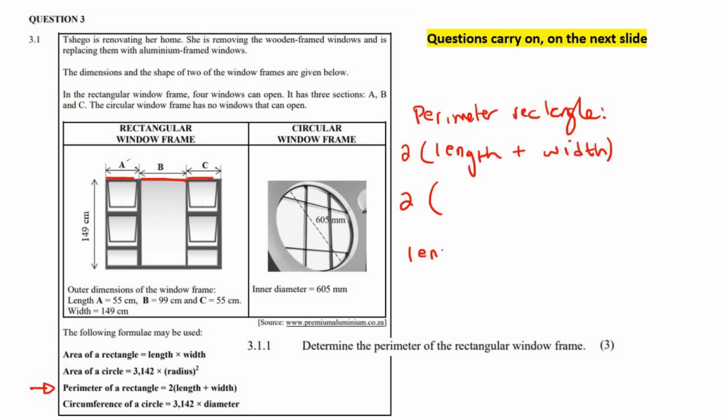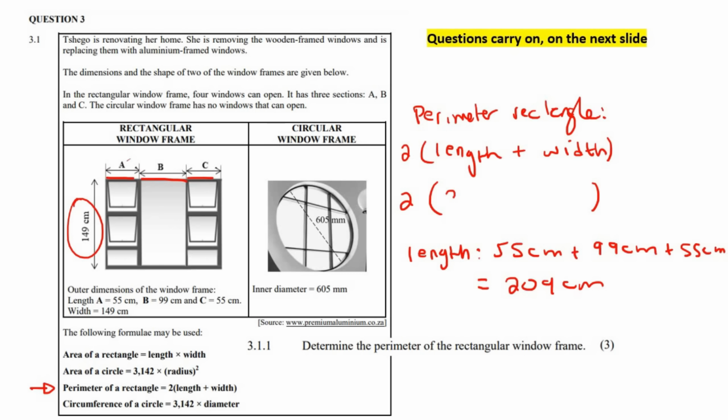So that's going to be A, which they said is 55 centimeters, plus B, which is 99, plus C, which is 55. And if you had to work that out, that's going to be 209 centimeters. So we can put that over here, 209. The width is this one here, which is 149. Go ahead, type that all in. Let's see what we get. Okay, and that's going to give us 716. You're just going to say centimeters. You're not going to say centimeters squared because it's not area. And you're not going to say centimeters cubed because it's not volume.